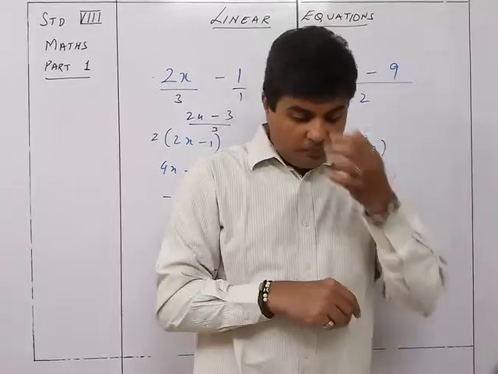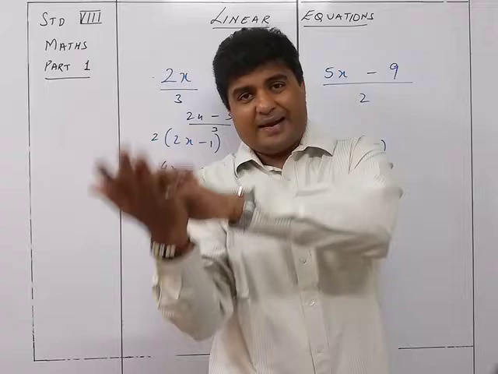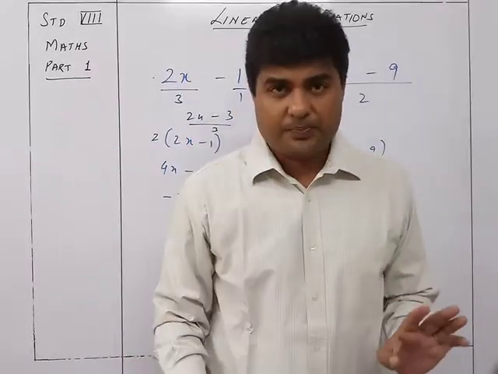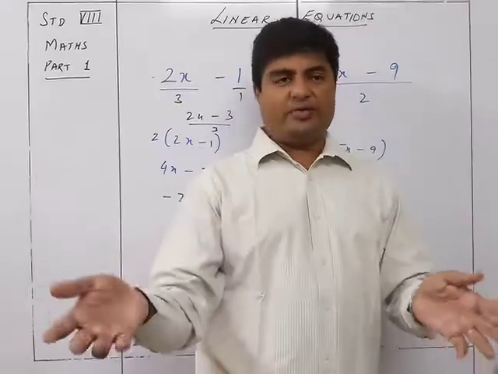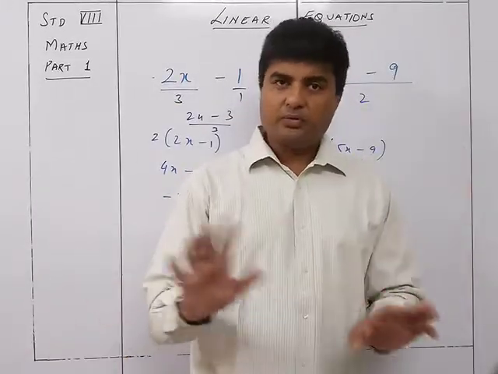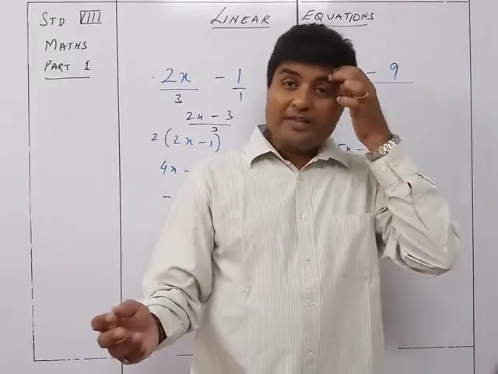You are just going to transpose the thing which is on the LHS to the RHS by changing the signs. Here if there is addition then there subtraction, here if there is multiplication then there division, here if there is division then there multiplication. You are just going to transpose them from one side to another side.